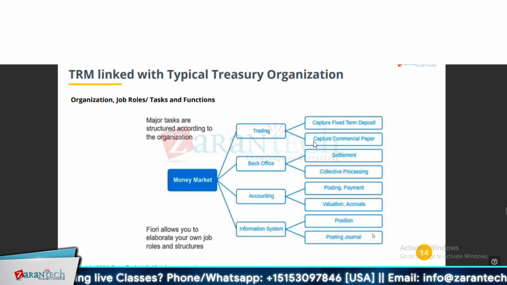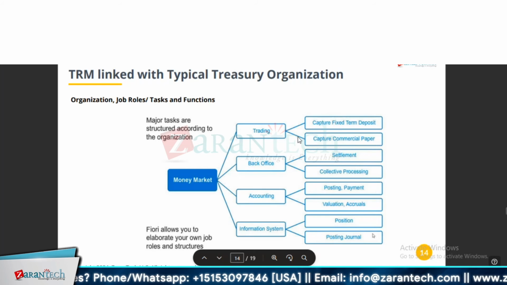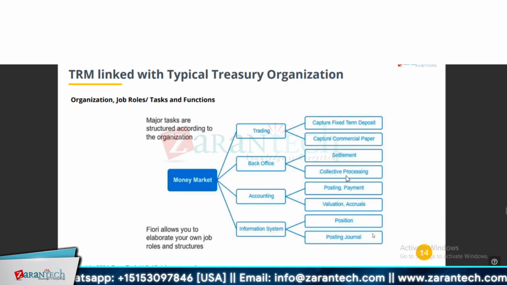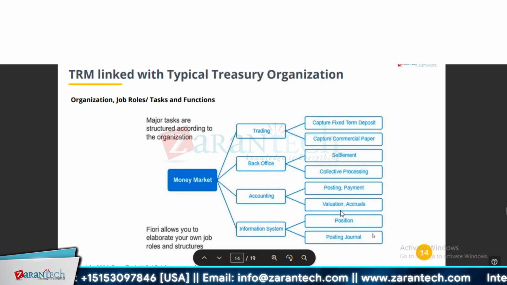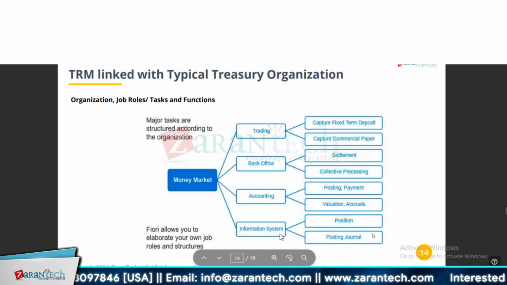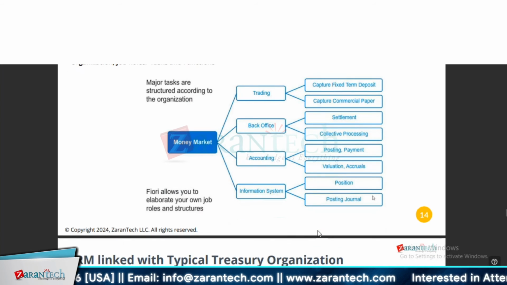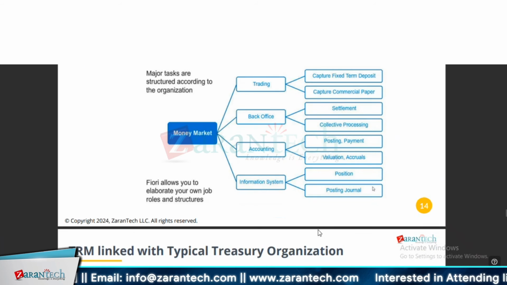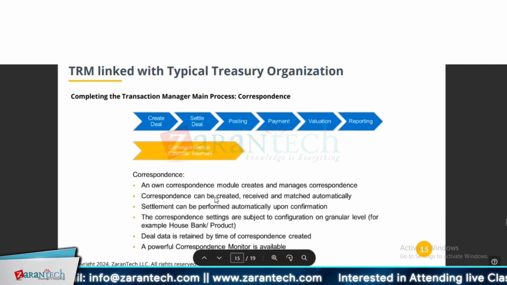For money market trading, we have to capture the deals either in a fixed term deposit or a commercial paper. Then the back office would settle and do the collective processing. The accounting would post to the accounting, do the valuation of accruals and deferrals, and the IT will be doing the position and reporting aspect. So this is all we have covered already.